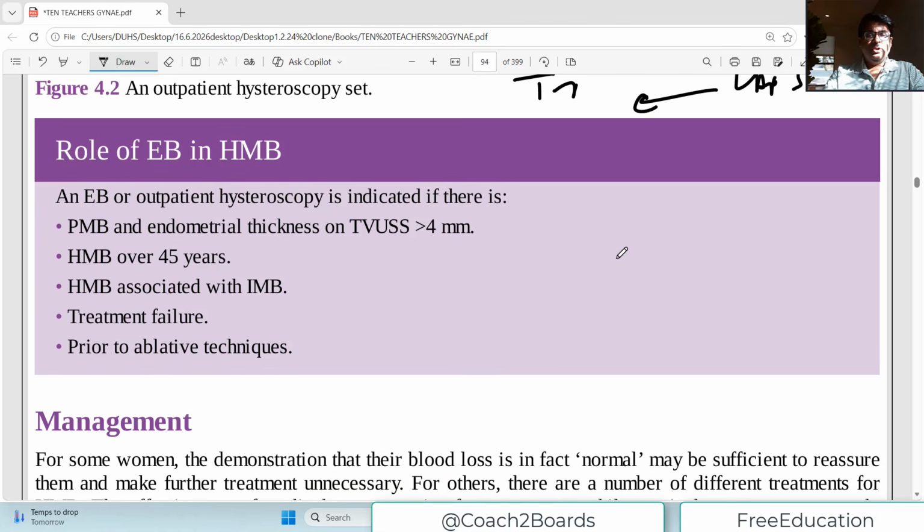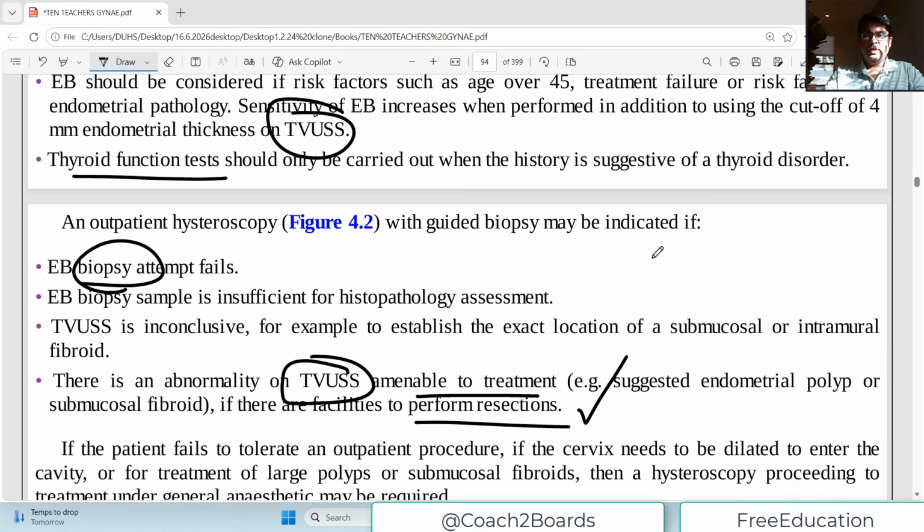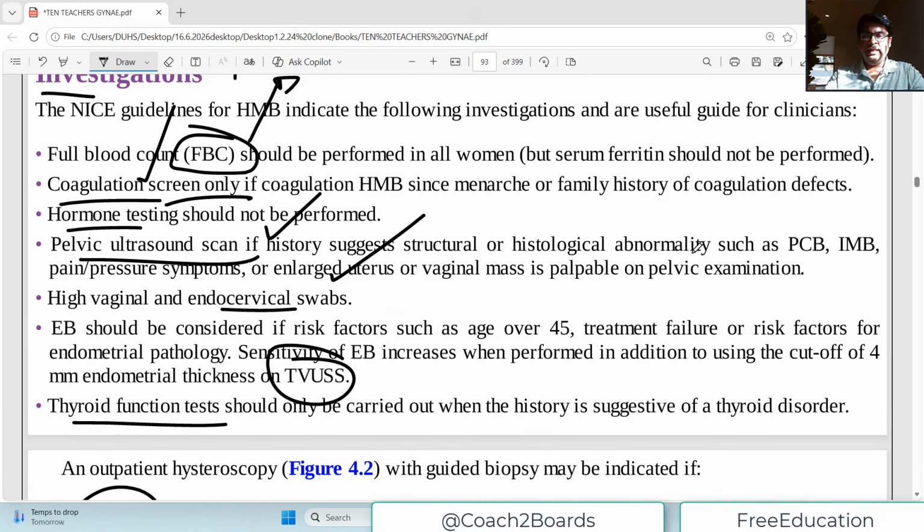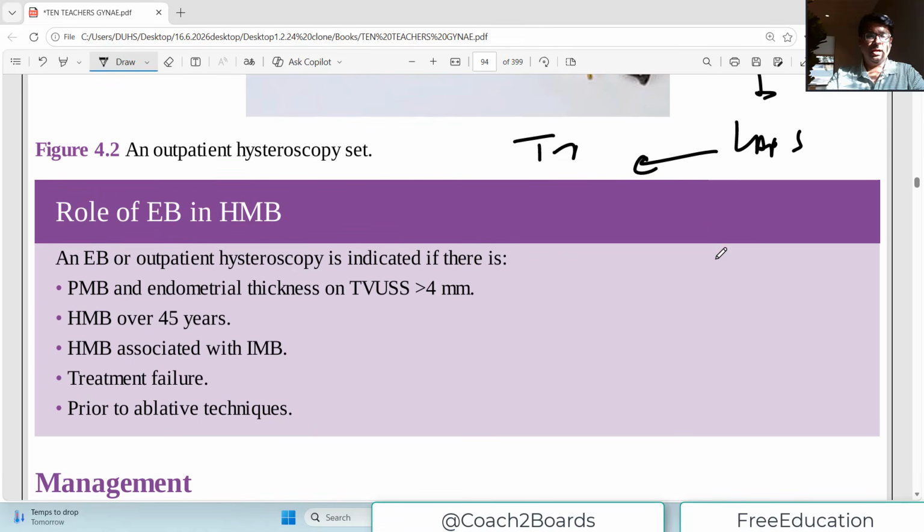Okay, now the role of EB in heavy menstrual bleed patients. So let's have a look there. Outpatient hysteroscopy or EB is indicated if, this is an important thing to understand, right?